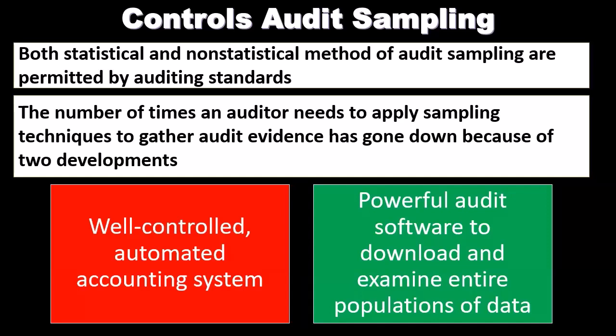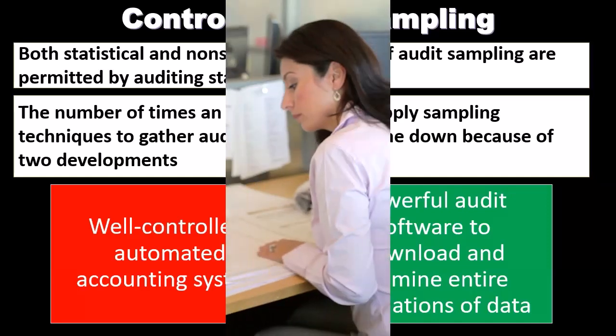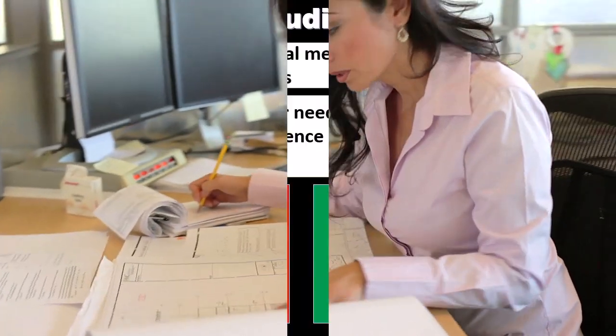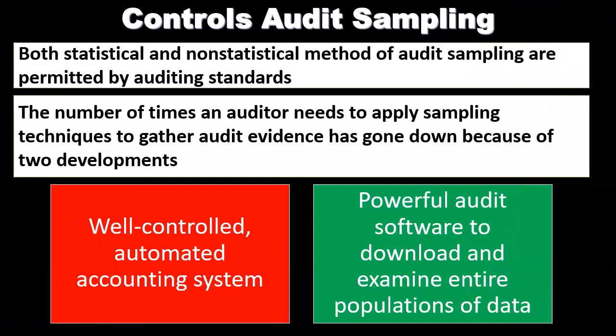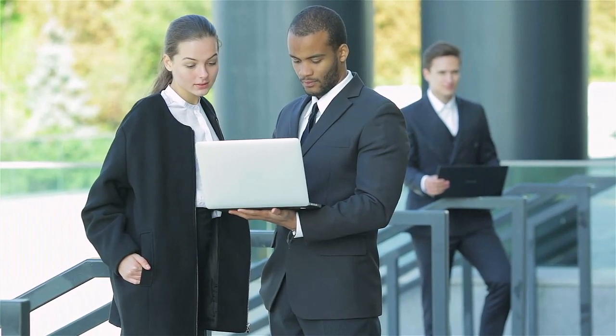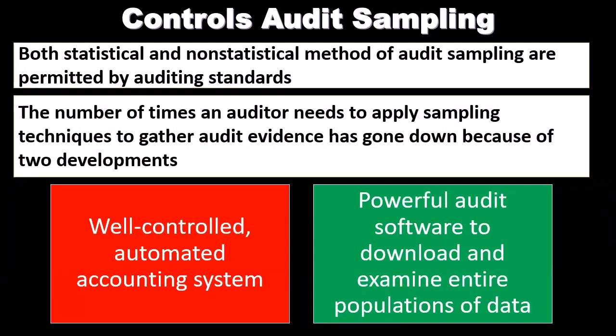In other words, if we're testing types of items that are very repetitive in nature, and we have a well-designed computer system, then the computer system will be able to calculate that information with a high degree of accuracy. Whereas in the past, if it was done by hand, we would have to do more testing because it would be more likely that there would be errors.